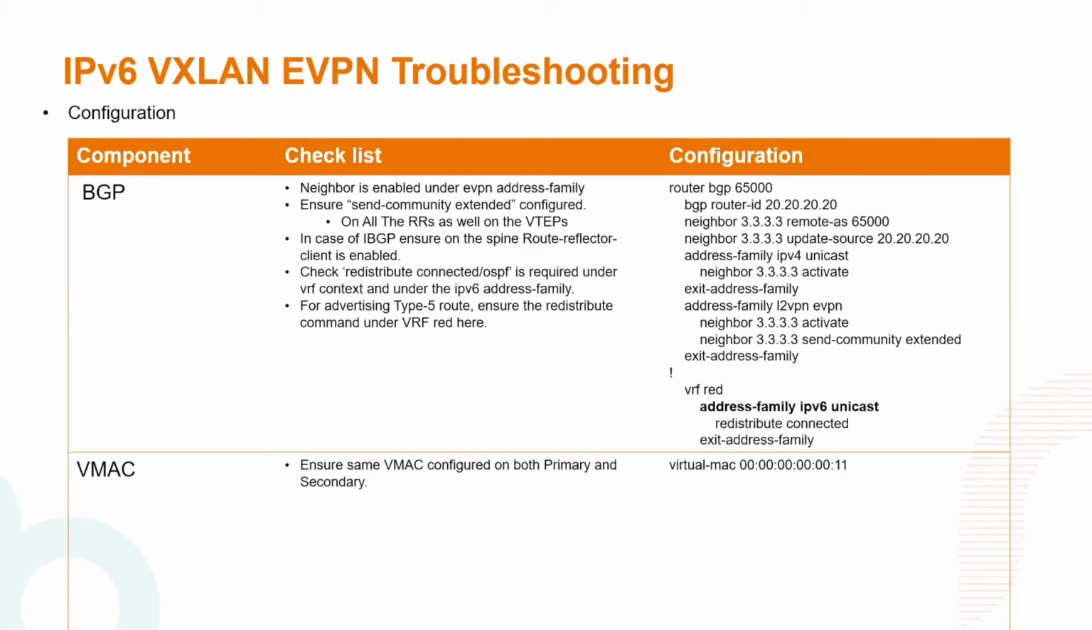Similarly here, for type 5 routes under the VRF RED, under address family IPv6 unicast, enable redistribute connected for the connected network, or OSPF or whatever the protocol the host route is. Coming to the VMAC, need to ensure virtual MAC is the same on both primary and secondary in case of a VSX.